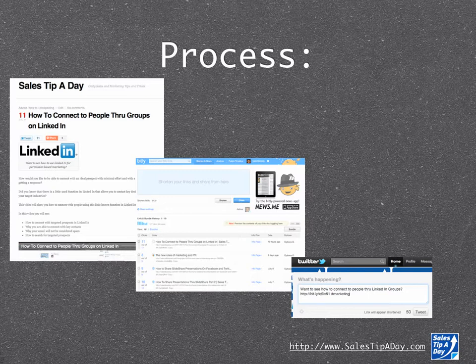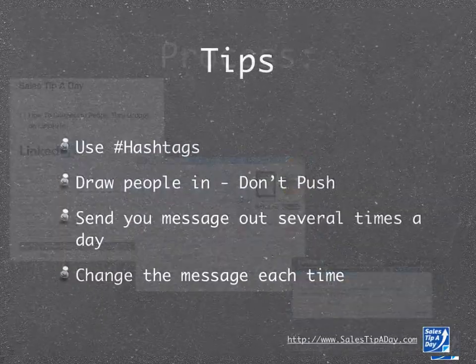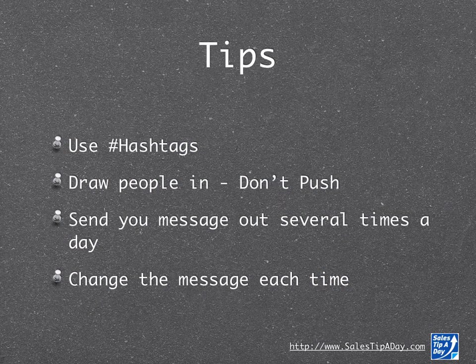Create a blog post, shorten the URL, create 3 to 4 high levels on what's going on, and always include a hashtag. If you see in this one down the corner, it says hashtag marketing. It just shows people that I'm actually talking about marketing. And so some of the tips, obviously I just said it, use hashtags to group your thoughts or what you're trying to talk to. Draw people in, don't push people towards this stuff. What happens is you want to give information away to draw them in. At least that's what I do.